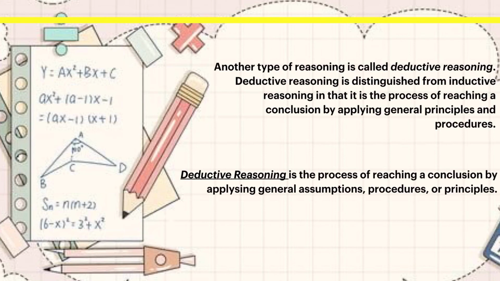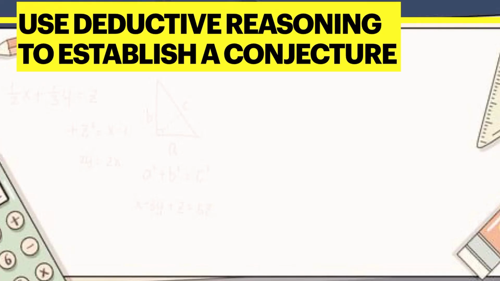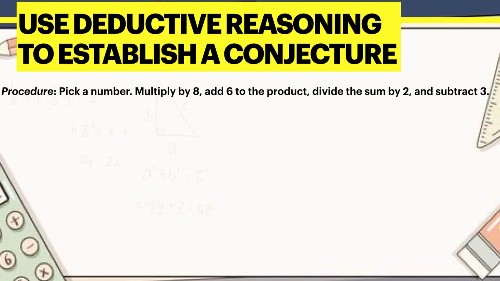Here is an example of using deductive reasoning to establish a conjecture. We use deductive reasoning to show that the following procedure produces a number that is 4 times the original number. We're going to proceed just like what we did in inductive reasoning. There is also a procedure that we need to follow. Our procedure is: pick a number, multiply by 8, add 6 to the product, divide the sum by 2, and then subtract 3.